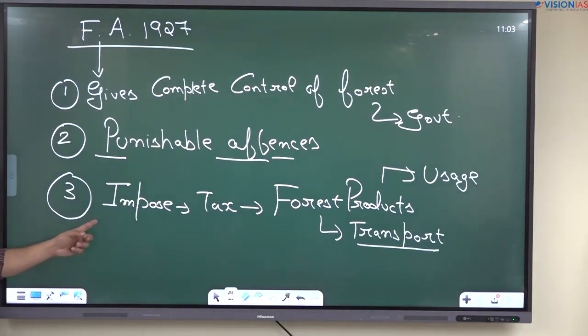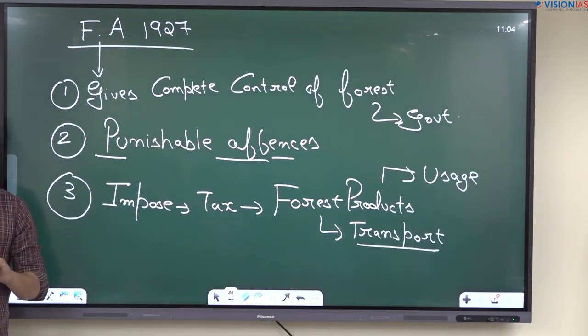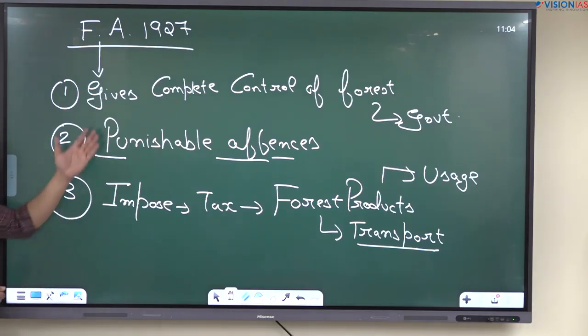So Britishers decided that if forest products are to be used, you have to pay a tax. So this provision is still applicable. Nothing has changed, still applicable. If you are using something from the forest, it is not free. You have to pay a tax to the government. So all these provisions were made by the Britishers in 1927. But they are still applicable.